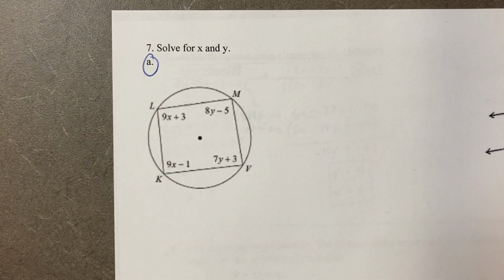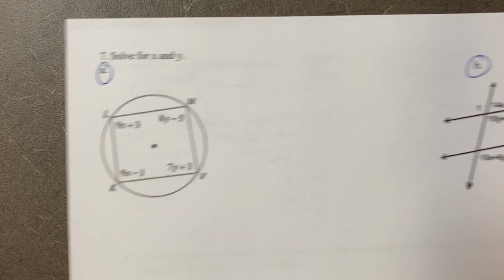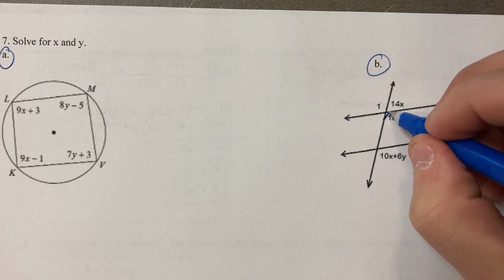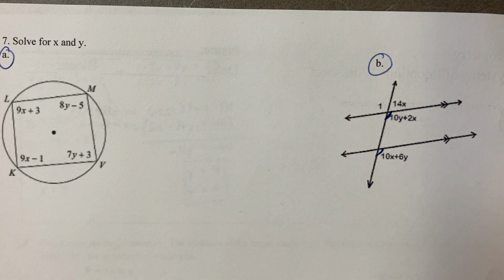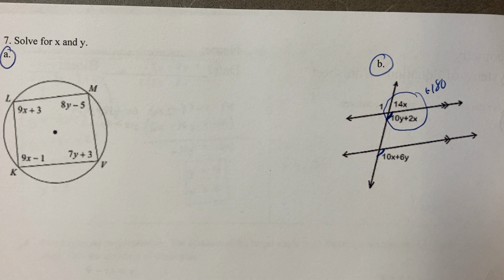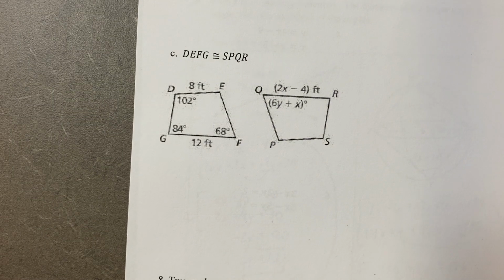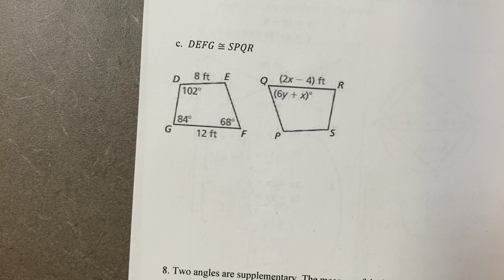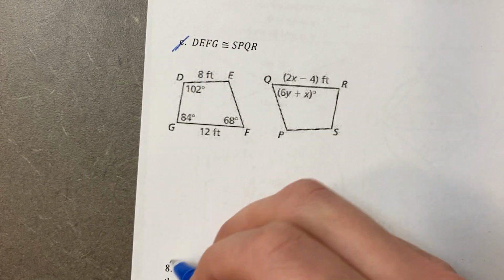Please do 7a. Please do 7b. Now 7b, remember these things? These two angles are the same. And these two angles add to 180. So keep that in mind as you're doing those. And you can skip C, and you can skip 8. All right, so just skip those.